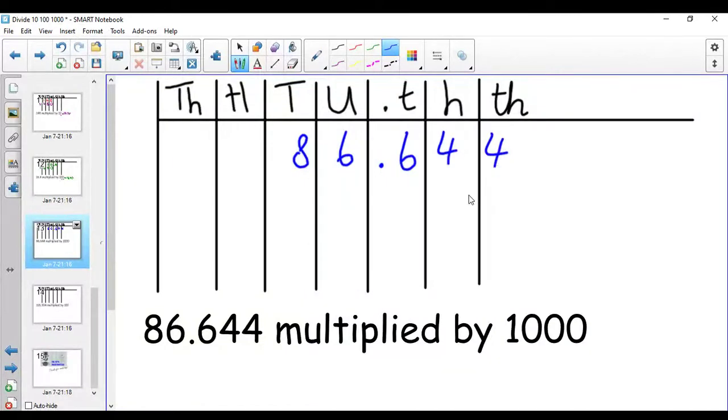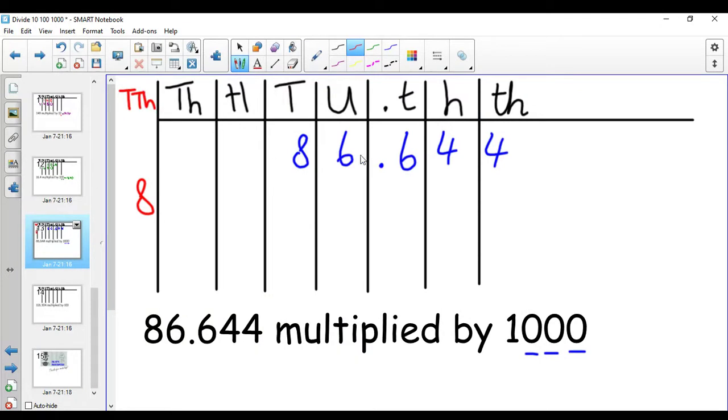86.644. So I've gone to the third decimal place here, thousandths. And it's multiplied by 1,000. 1,000 has got three 0 digits, so it's going to end up moving to the left 3 places. Now, watch what happens when I move my 8 once, twice, 3 times. It escapes my place value grid, except it hasn't really escaped. It's just moved into the tens of thousands column.